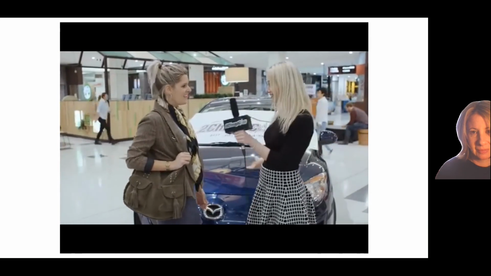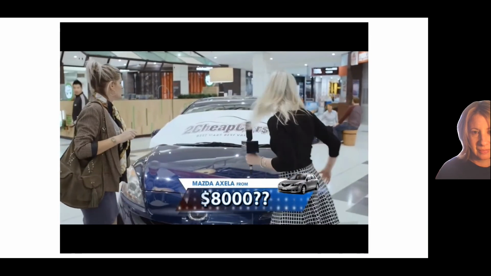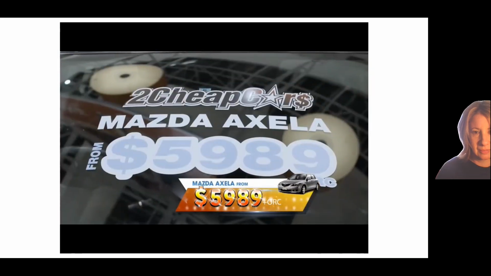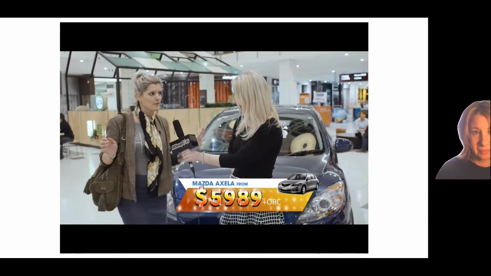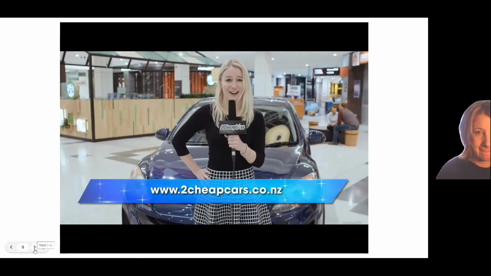Welcome to another Two Cheap Cars challenge. Hey there. Hi. How much do you think this Mazda Excel costs? I actually bought one last month. Do you have a fair idea of what price you paid? Of course. 8,000. Let's see if she's right. Oh, sacre bleu. So cheap. Unbelievable. Looks like she should have come to Two Cheap Cars. Go to twocheapcars.co.nz to find out more.